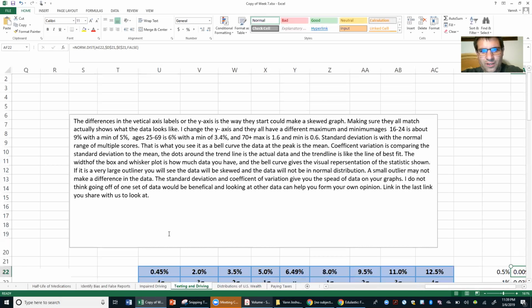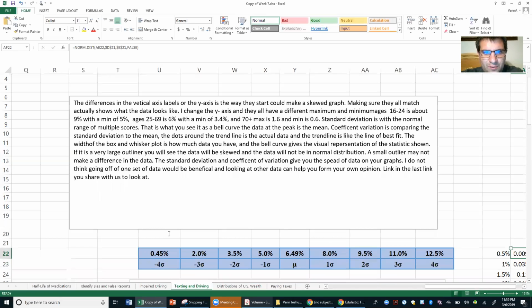That is what you see at. That is how you see it in the bell curve. The data at the peak is the mean. Coefficient of variation is comparing the standard deviation to the mean.